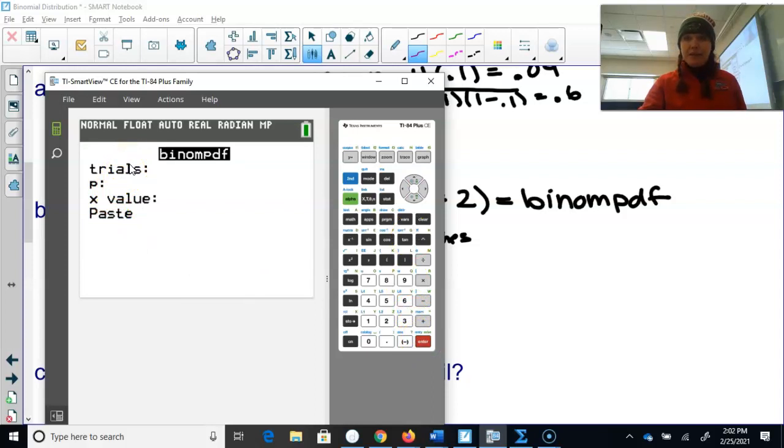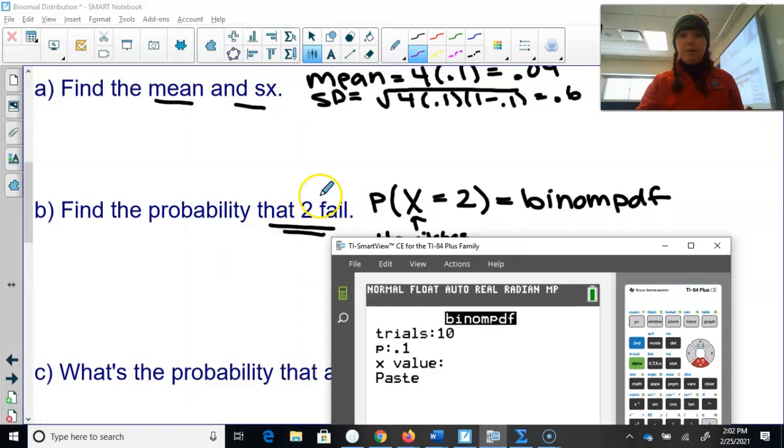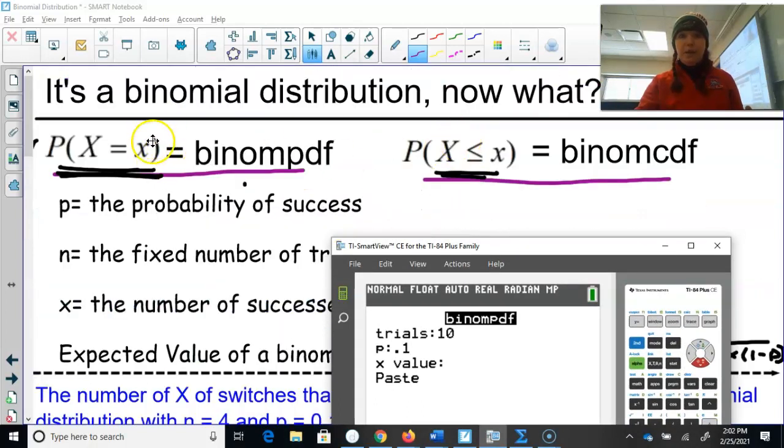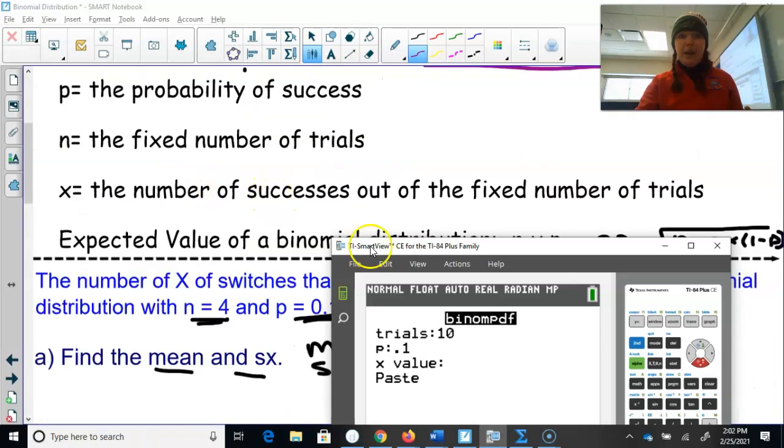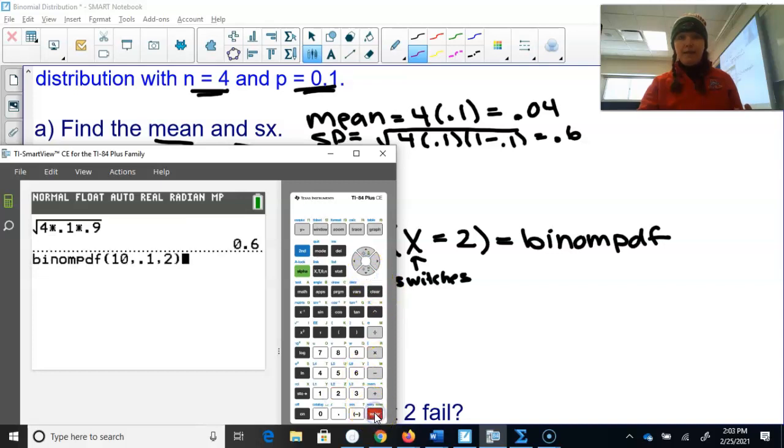Trials, that is the fixed number of trials that I have. That's 10. P is equal to the probability of success, okay? The probability of success, they told us in the problem, is 0.1. And then the X value, that's what's going on. What do I want? This is my X value right here, 2, what I put right here. So you can see up here, my little X value there. What did I put? That's 2. I'm gonna hit paste.